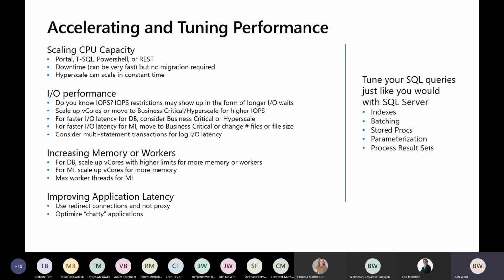And don't forget that this is still a SQL Server. So improving application latency by optimizing chatty applications, tuning indexes, batching, procedures, all that stuff is the same in Azure SQL. Your skills in doing performance tuning in SQL Server today absolutely apply to Azure SQL. You just have to learn how to deploy things a little bit differently, how to use the system correctly, and then how to use all the tools you're used to for doing the right tuning of SQL queries as you're used to seeing.